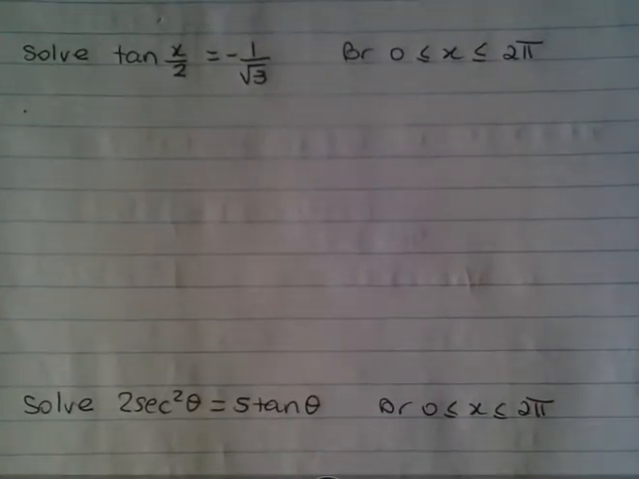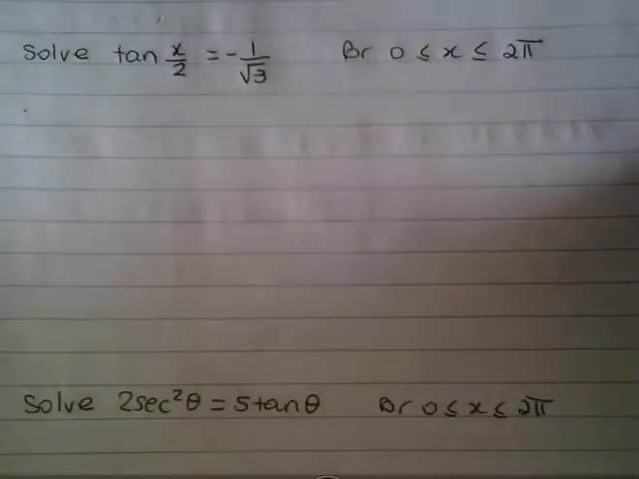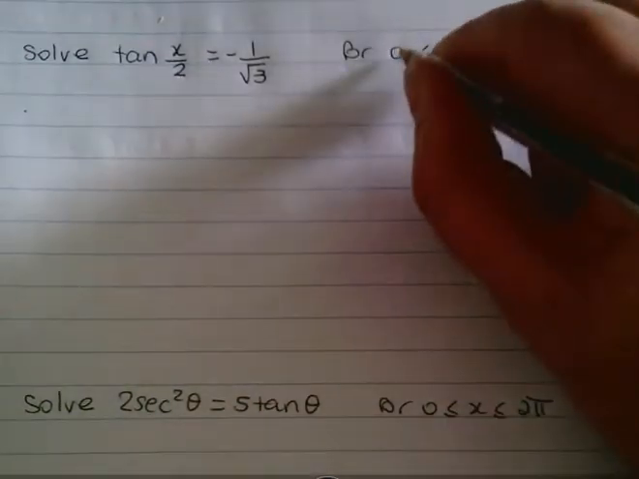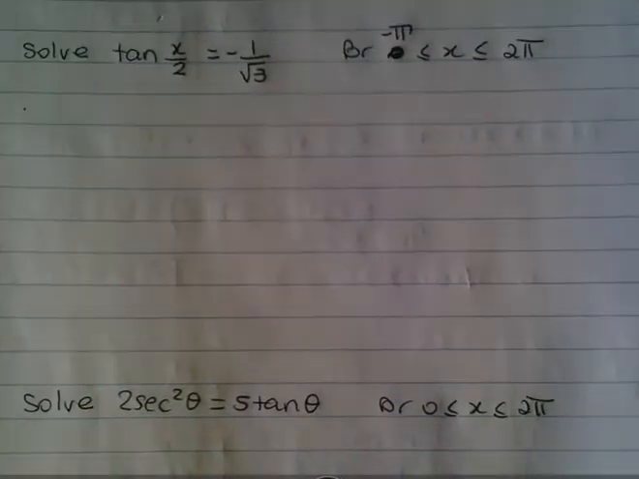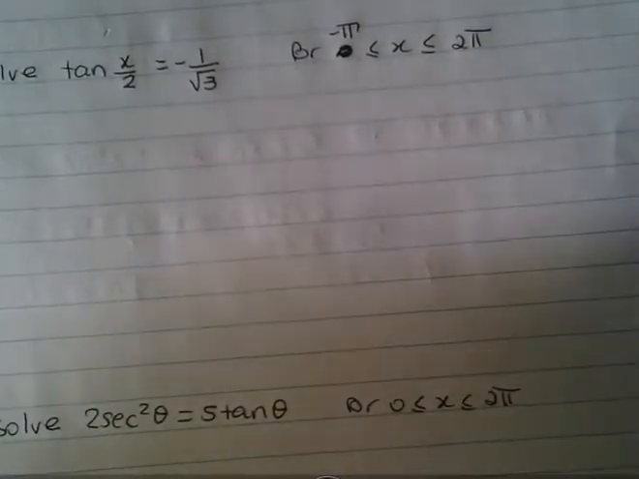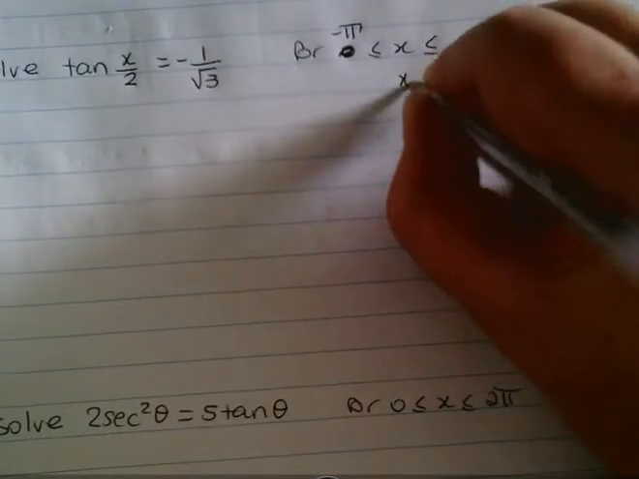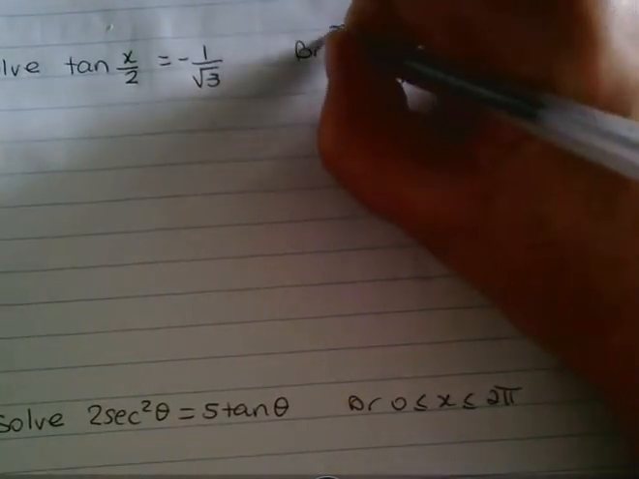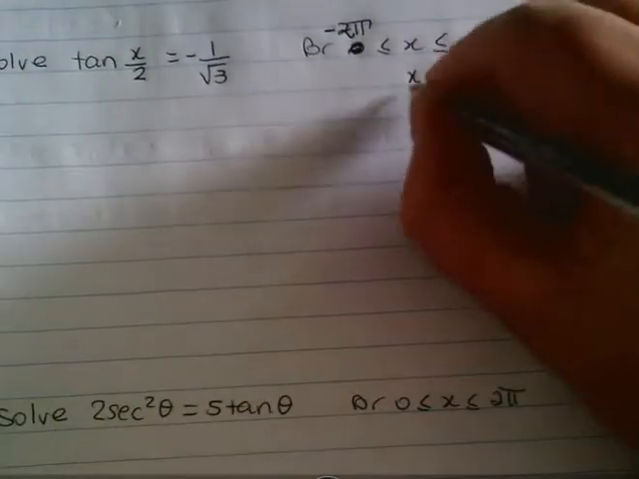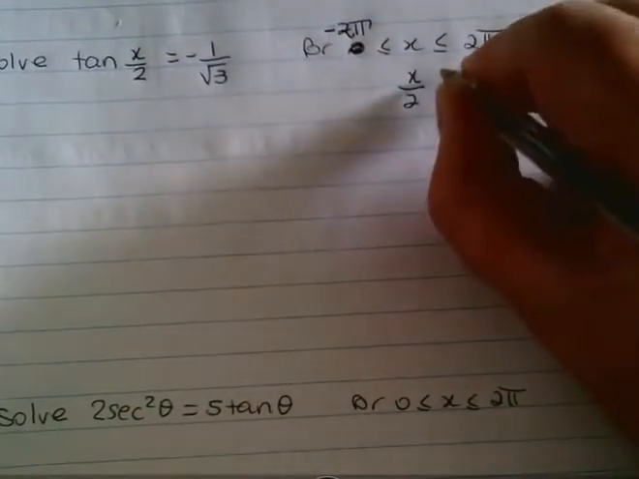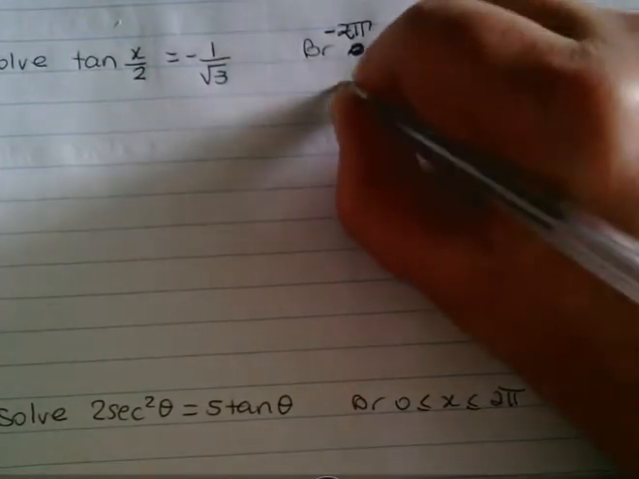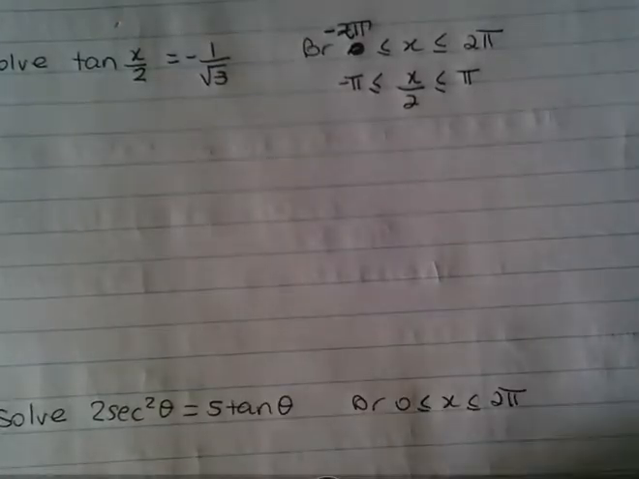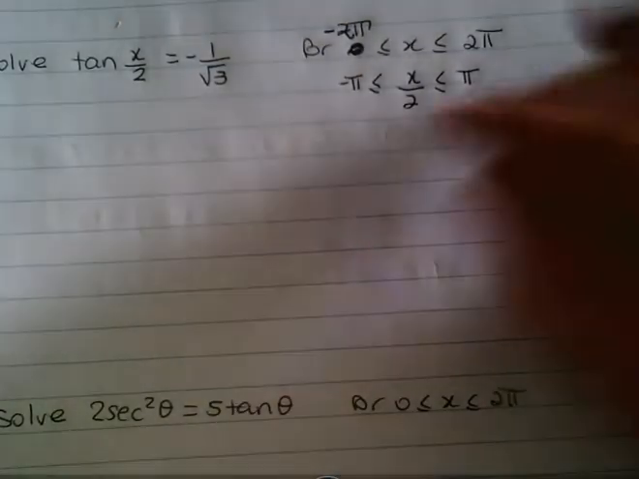So the next one is a similar thing. And what I might actually do, I might change this question and make it negative pi here, just for something a bit different. So solving tan of x on 2 equals negative 1 on root 3 from negative 2 pi to pi. So if x lies between negative 2 pi and pi, then x on 2, I have to divide everything by 2, and I'll get from negative pi to pi. So that's my new domain.